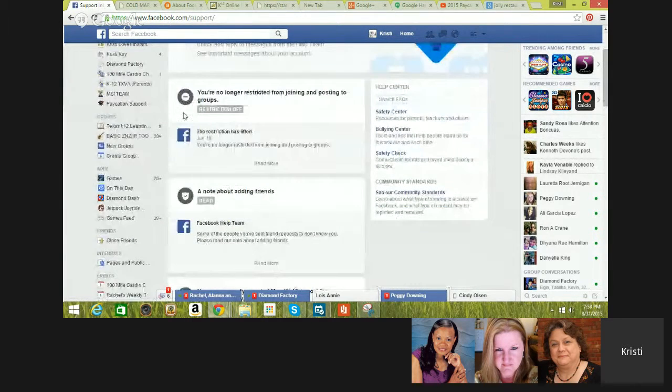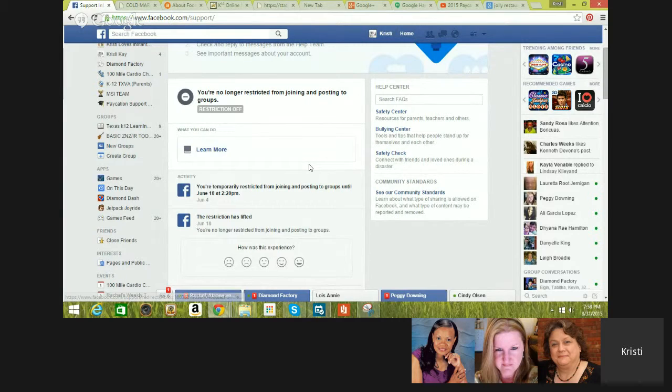Here is where I just got off restriction on June 18th. I was posting, they got me for posting in groups, joining groups. I was restricted from June 4th to June 18th, about 2 or 3 weeks. So that's about how long it takes. And if you go in at 2:20 p.m., you're going to get out at 2:20 p.m.